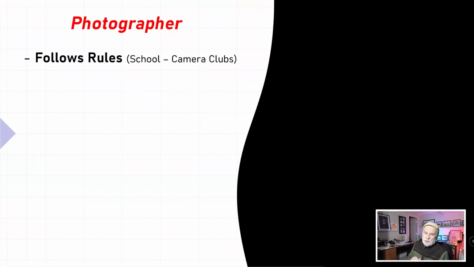Now let's talk about the difference between a photographer and a photo artist. I'm going to give you some examples of this, but first of all, let's talk about what a photographer is. A photographer typically follows certain rules. You were actually taught this if you went to photography school, like some people did. They actually went to college and majored in photography. You might belong to a camera club, and they just tend to put you in this box with rules that you have to follow. And that's typically what a photographer does.